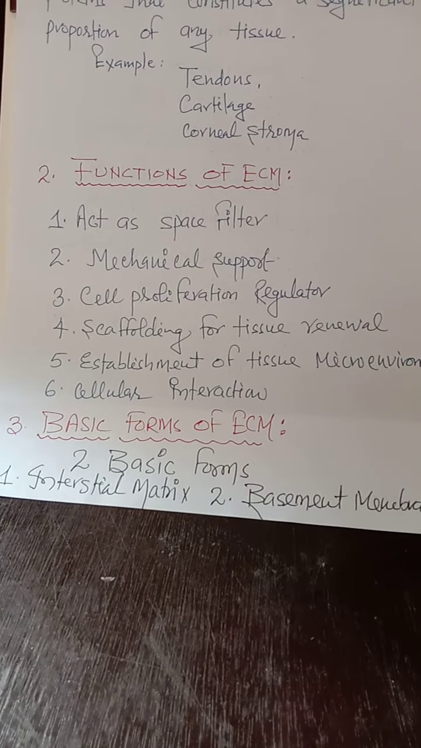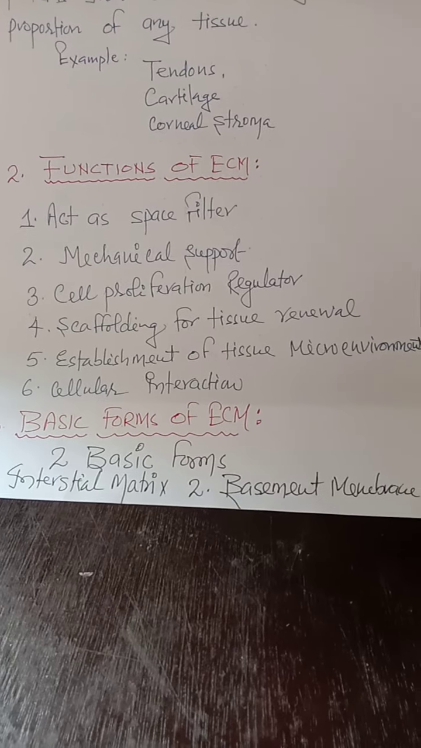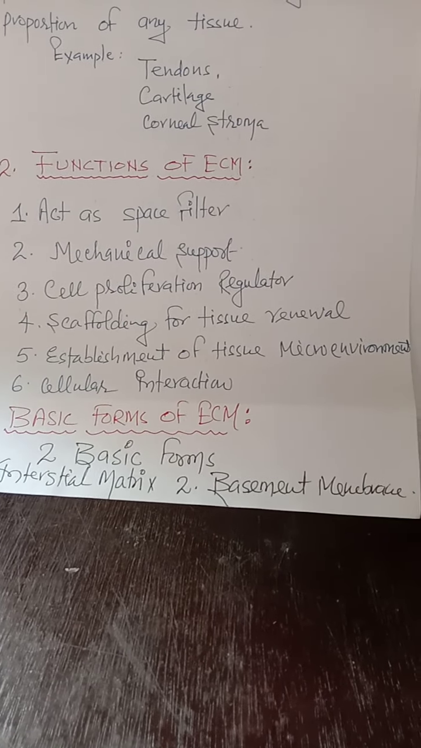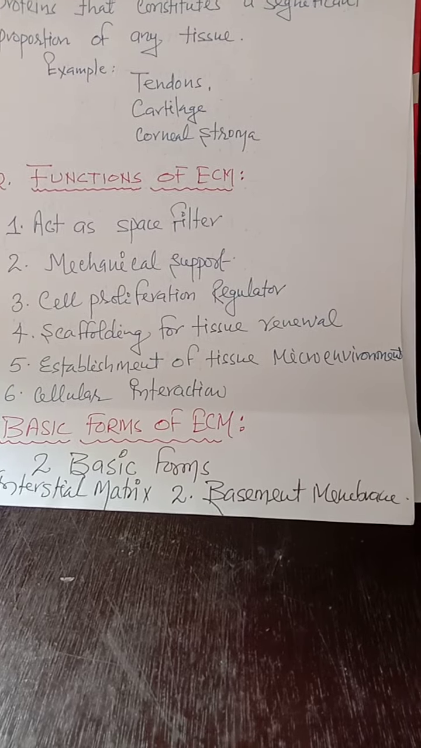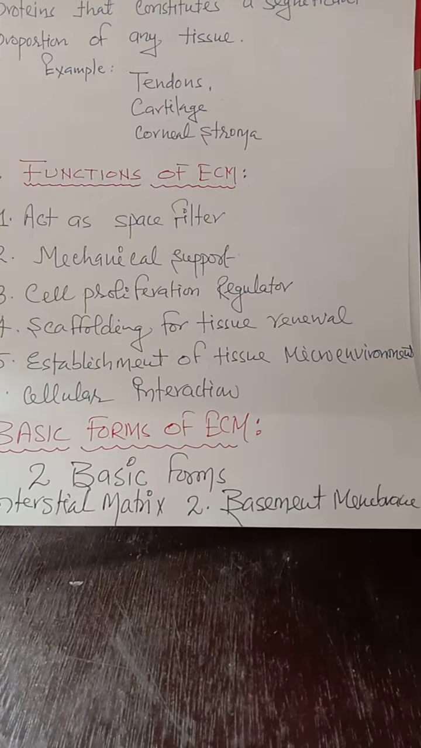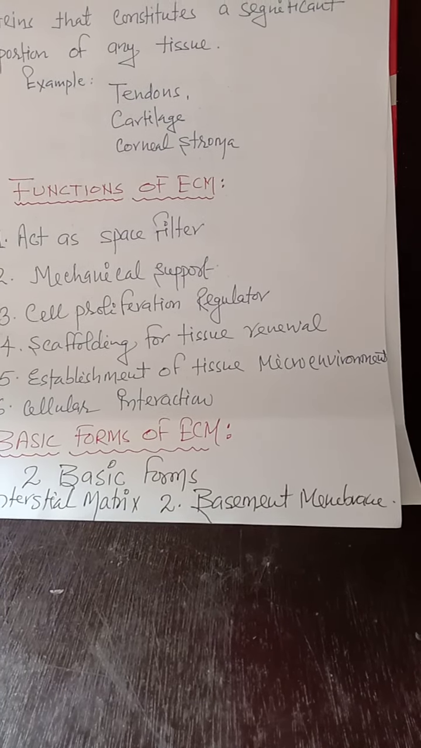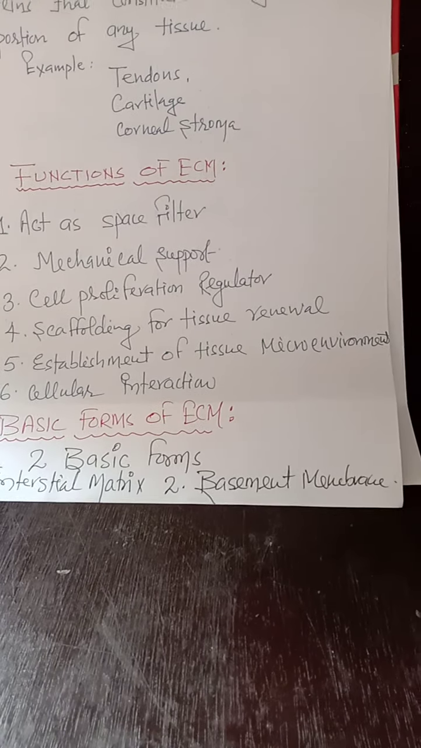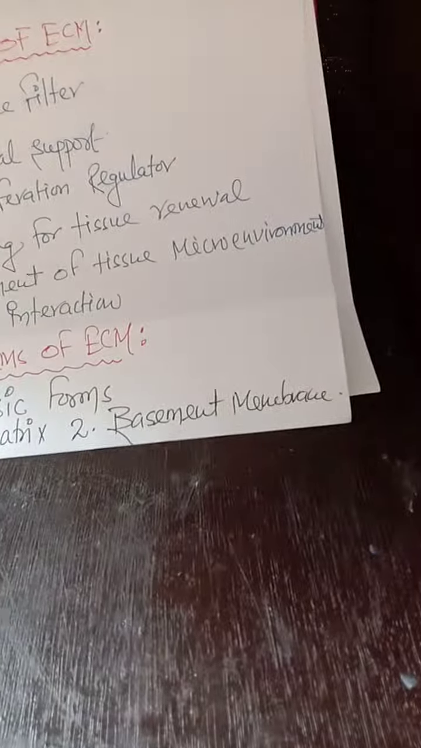Now next is basic forms of ECM. So there are two basic forms. One is interstitial matrix and another is basement membrane. Interstitial matrix and basement membrane are two important basic forms of the extracellular matrix.